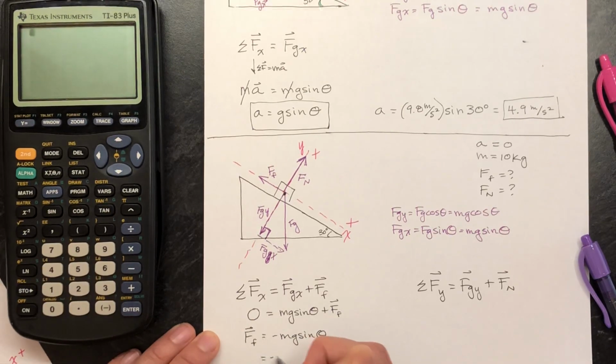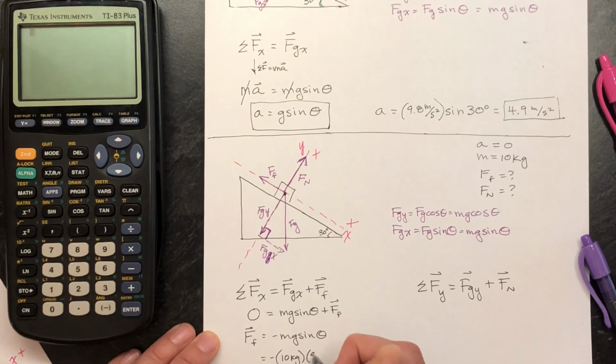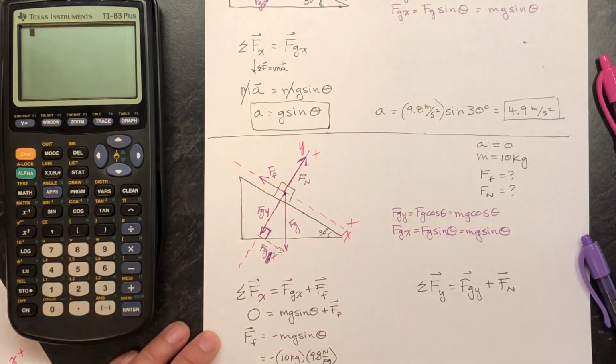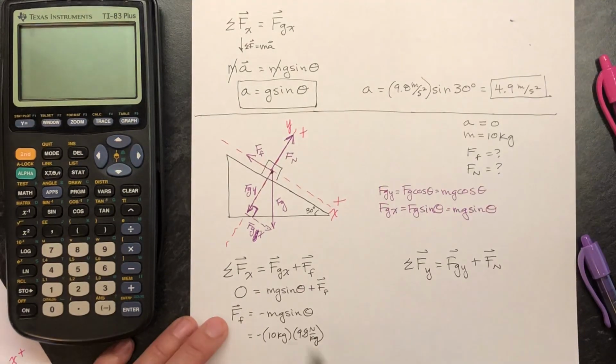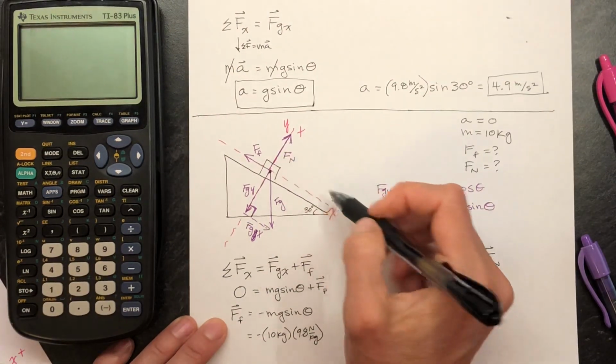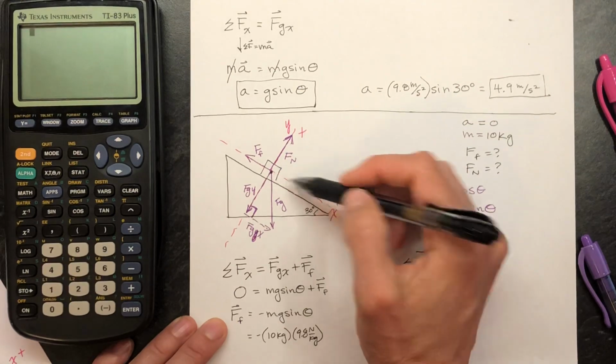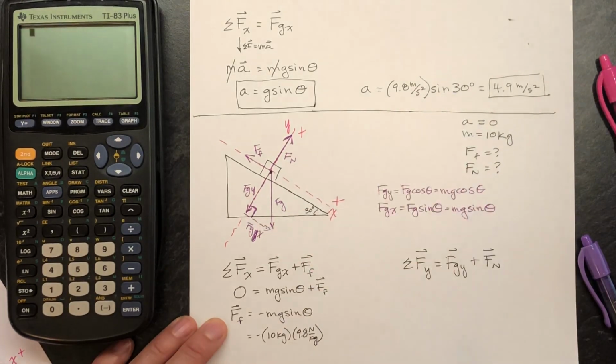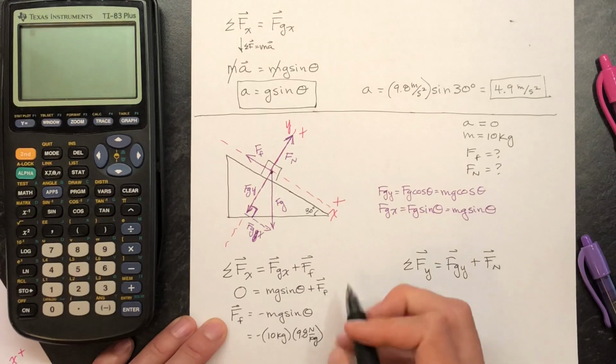Plug in some numbers here. We get negative 10 kilograms times 9.8 newtons per kilogram. You may be saying, wait, isn't the 9.8 negative? And yes, it does act down, but I've already taken into account that my positive direction is actually down the incline. So in this case, my force of gravity is acting in the positive direction, so that needs to be a positive number.